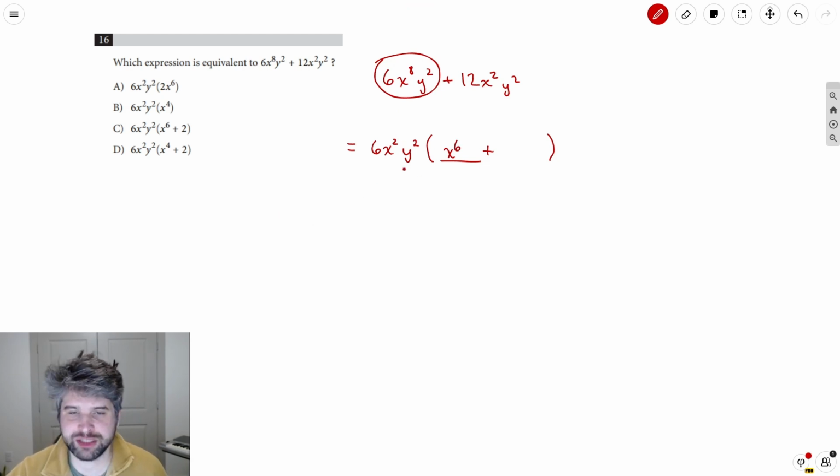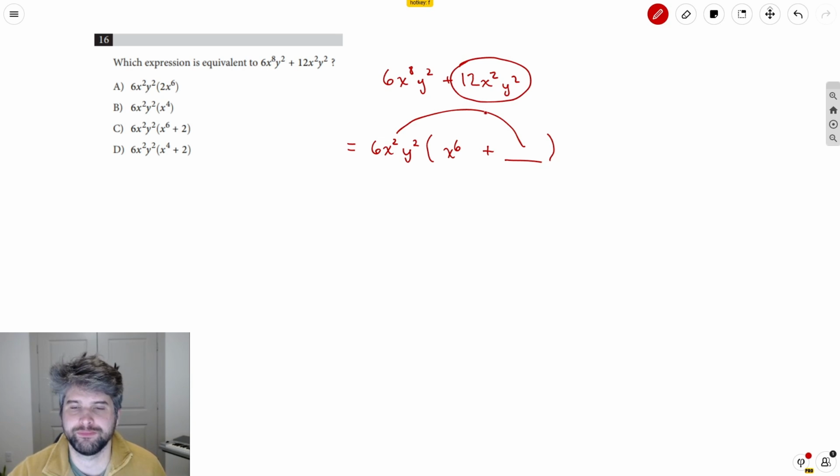How about this y squared? Do we need to multiply anything with this y squared to get y squared? No, it's already y squared. So we're actually done with this term. How about this term? To figure out what this term needs to be, we need to imagine what we put here that when we multiply it with 6x squared y squared, we get this last term here. We get 12x squared y squared. All right, we're going to need a number that when we multiply this 6, we get 12 here. So we're going to have to have a 2 here at least.